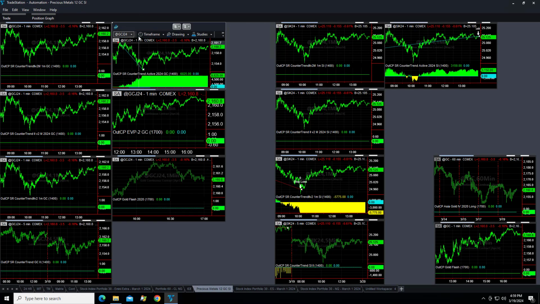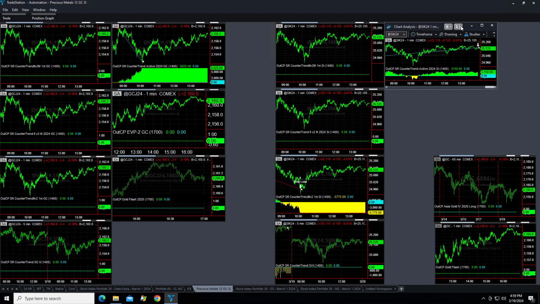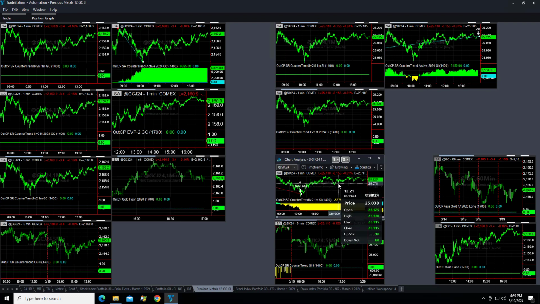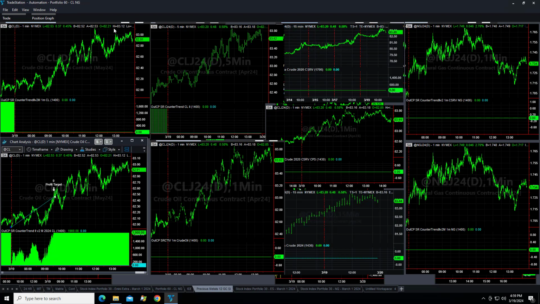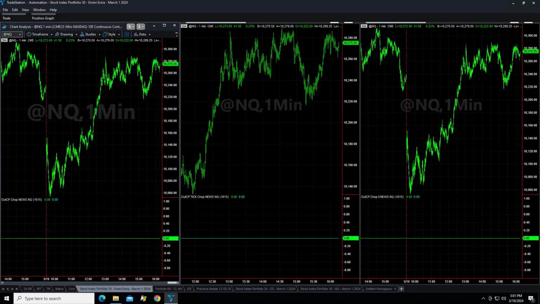So the gold trade had a nice short today. These are the SR CounterTrends. Silver had a nice long trade. Here's a silver trade that lost on the day. Let's look at crude oil. We need to roll all these to May. You need to be in May crude oil. Crude oil had an SR CounterTrend trade right here. Let me update these 2 charts real quick.